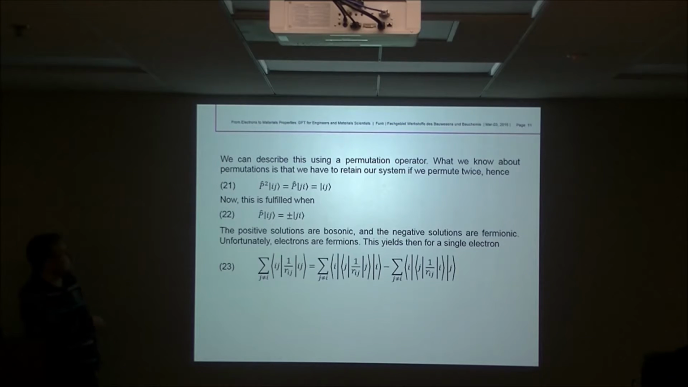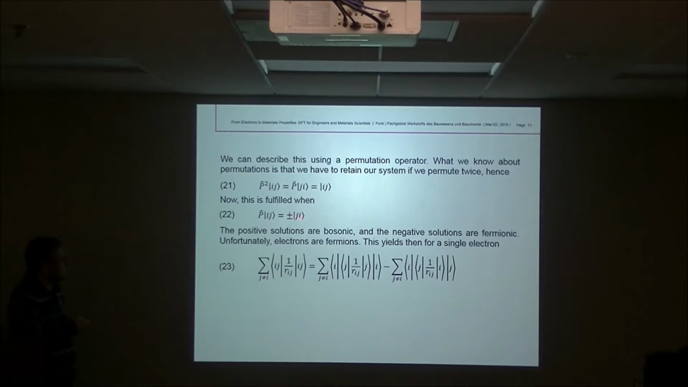We can define a kind of permutation operator. As that, we are sorted by the coordinates. This is i in the coordinates of i, j in the coordinates of j. We permute, and we have j in the coordinates of i and i in the coordinates of j. If we permute again, we should get our system back. So one permutation leads to something, the second permutation leads to the same system because we permute back. This is only fulfilled in this case. Otherwise, we would get some kind of constant in front of it.